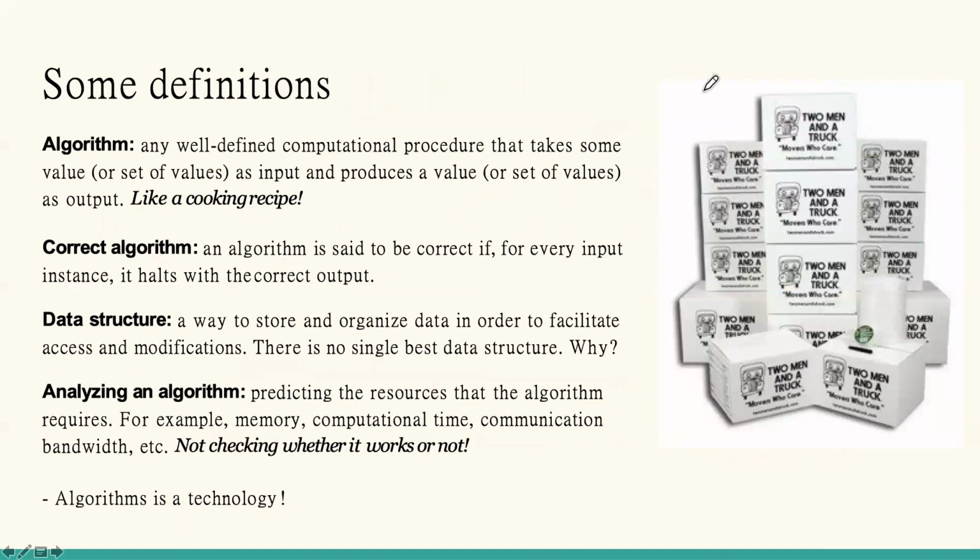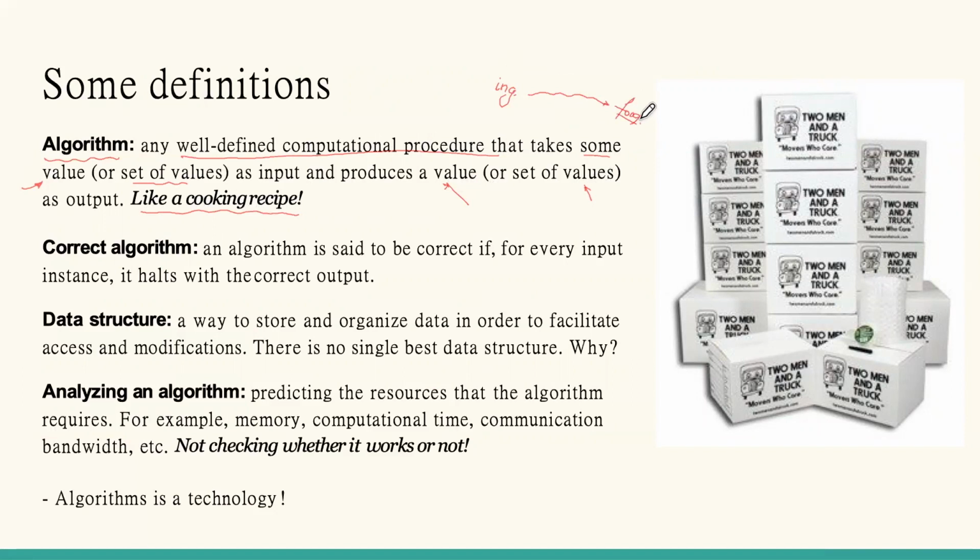Now, before we jump into algorithms, I also wanted to cover some preliminary definitions related to algorithms. What does an algorithm mean? An algorithm is nothing but a well-defined computational procedure that takes some input or a set of input values and then produces a value or set of values as the output. So basically, it's like a cooking recipe, where you have your ingredients, right? And then you have your recipe that finally gives you the food that's ready to be eaten.